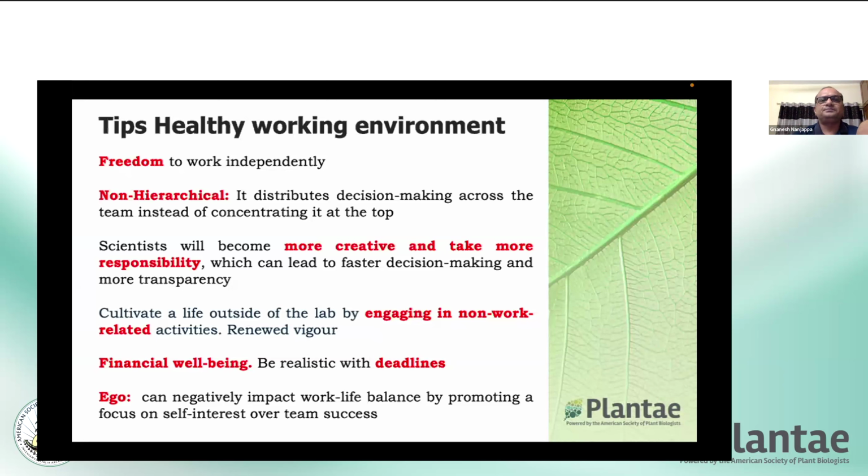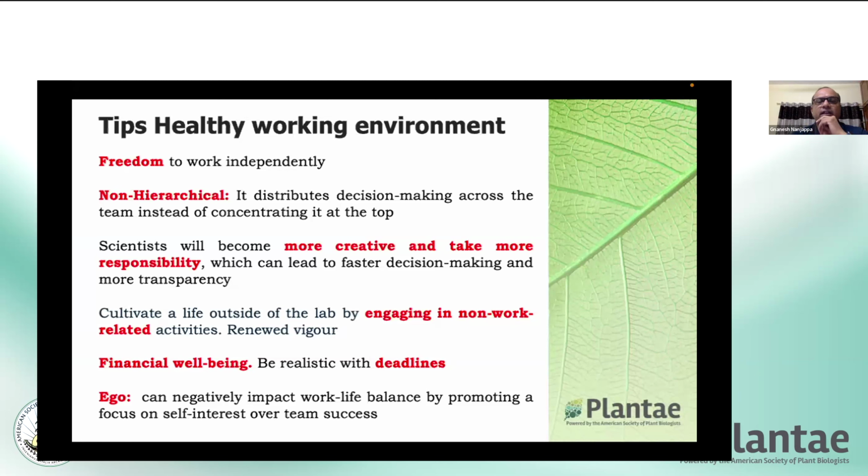And non-hierarchical. If you become very hierarchical, it concentrates decision making, meaning one person will dictate what to do. Instead of that, we should allow the teammates to take decisions, making them across the team instead of concentrating at the top level. So this will enhance organizational productivity, and the responsibility of the scientist handling this will increase, and they will become more creative, and this leads to faster decision making and more transparency.